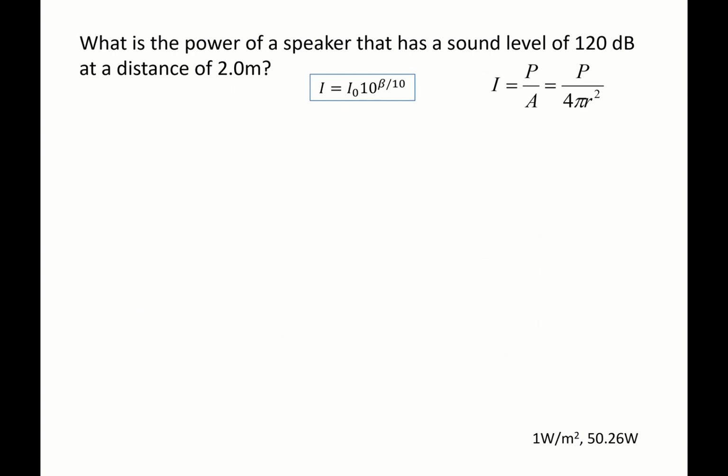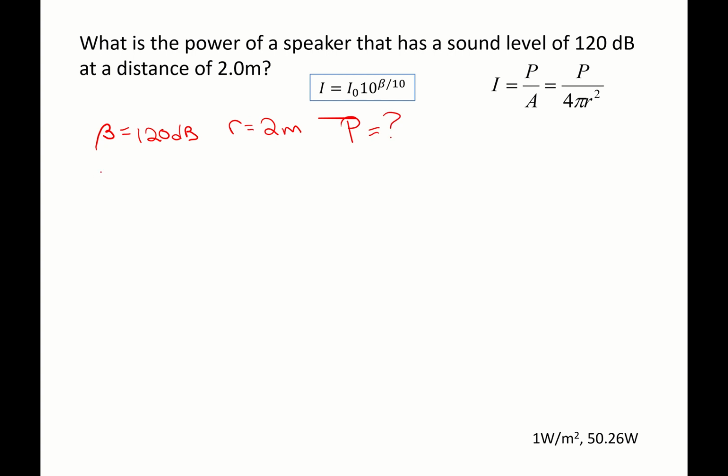All right, let's do a calculation that's not quite so easy. What's the power of a speaker that has a sound level of 120 decibels at a distance of 2 meters? Okay, so we've got the same two equations. Now we know the sound level, so that's beta, it's 120 decibels, and the distance is 2 meters, and I want to find the power.